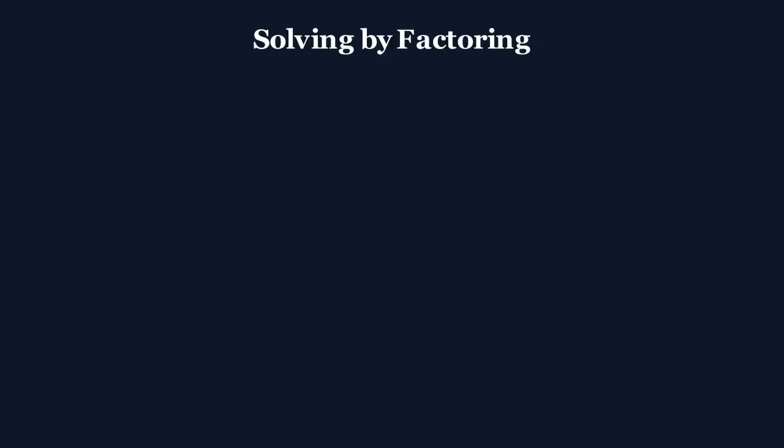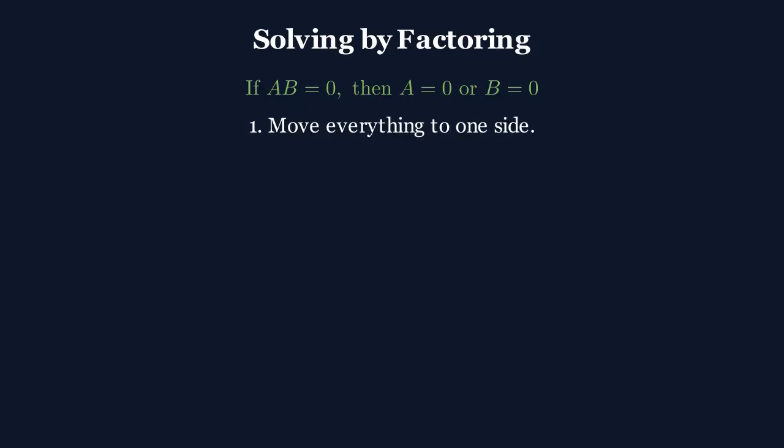First, solving by factoring. The big idea is the zero product property. If a product equals 0, then at least one factor must be 0. So, we move everything to one side. Factor the quadratic, set each factor equal to 0, and solve.